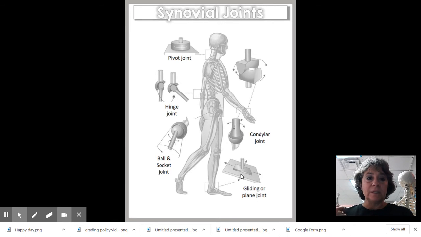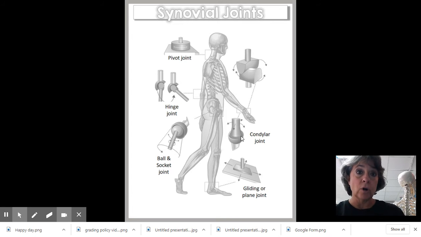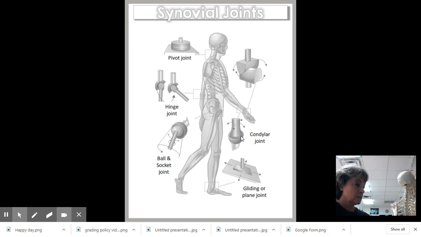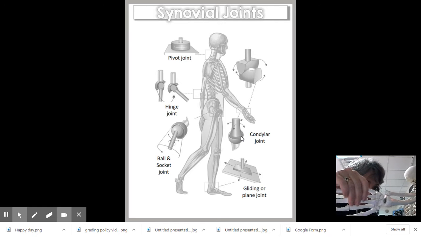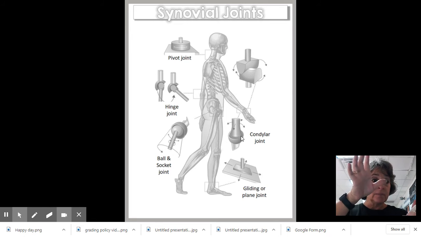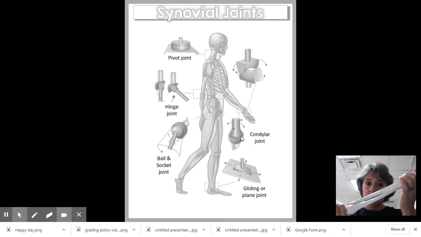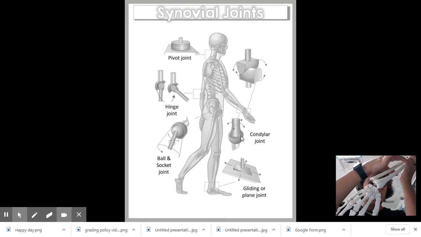The next one up is called a condylar joint. This is between the radius, which is one of your lower arm bones, and your carpal bones, which are in your wrist. So I'm going to show you this angle. The radius is this bone. When you're standing in anatomical position, it's on the thumb side of your arm. So here's the thumb right here. So this bone is the radius.